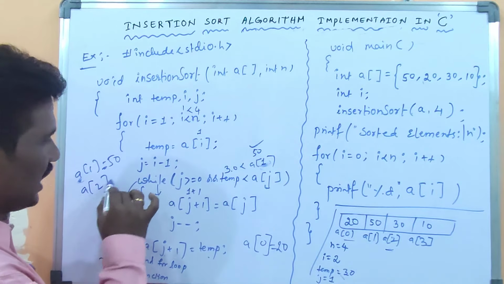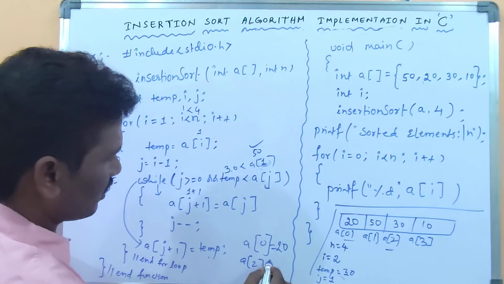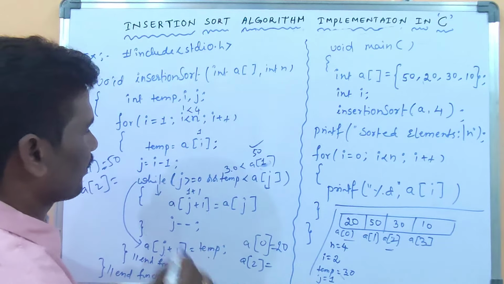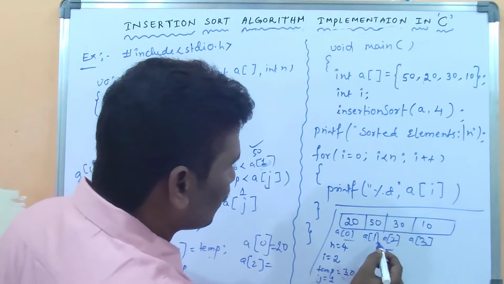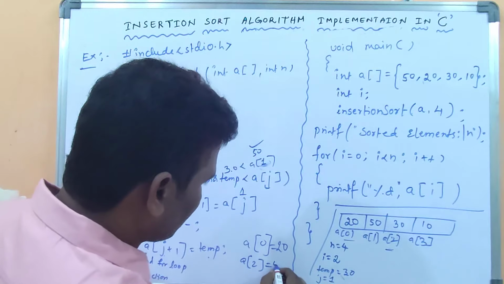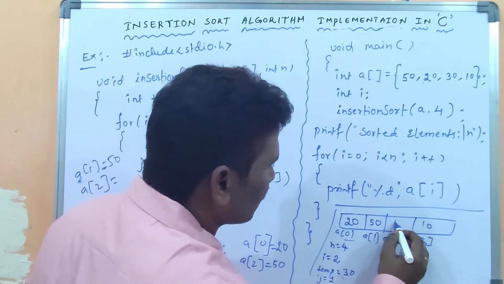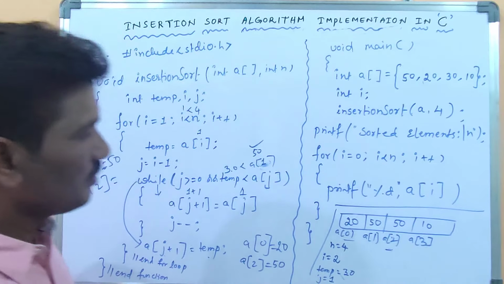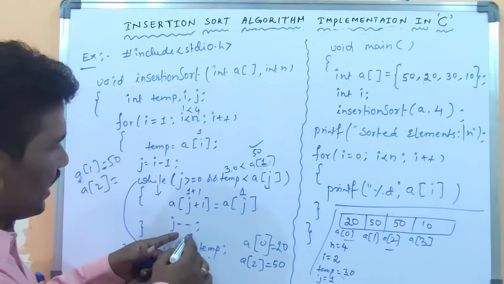A of 2 equal to A of j. What is the j value? 1. What is A of 1? A of 2 equal to A of 1, which is 50, because here the 50 will come to here. Then after that, j minus minus, and the j value becomes 0.